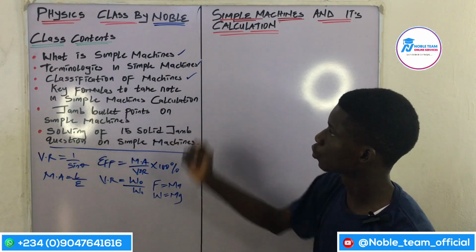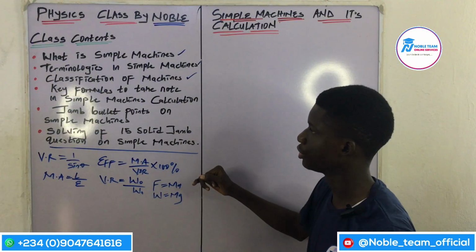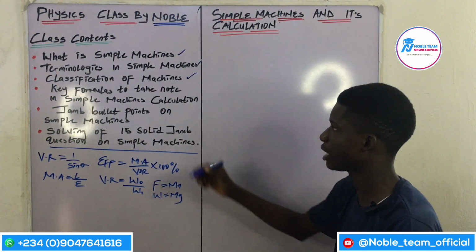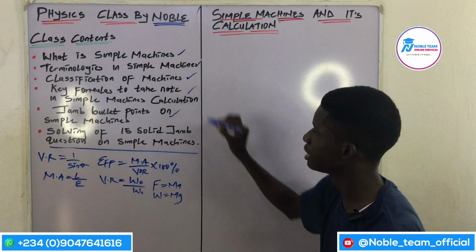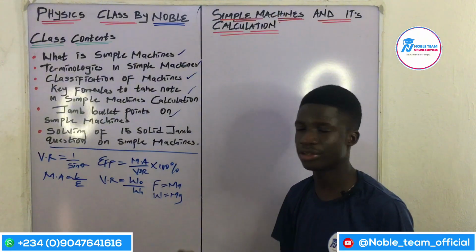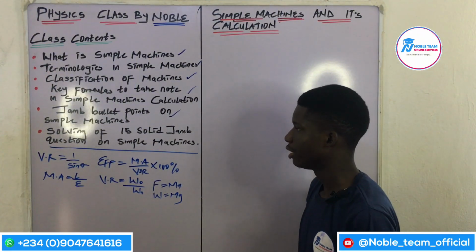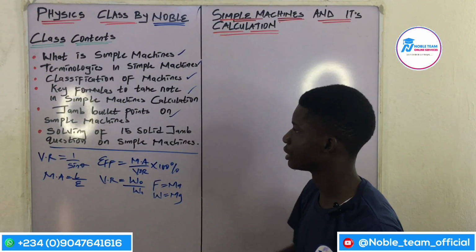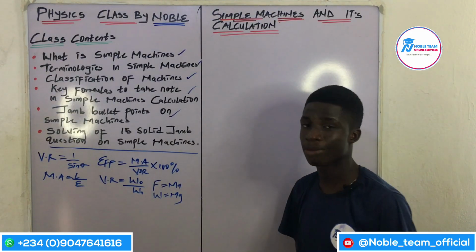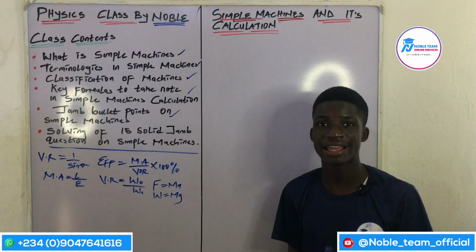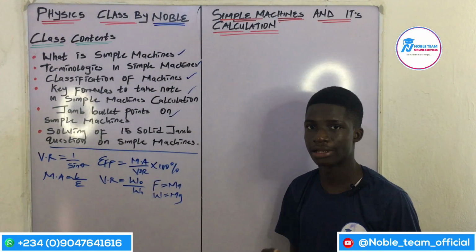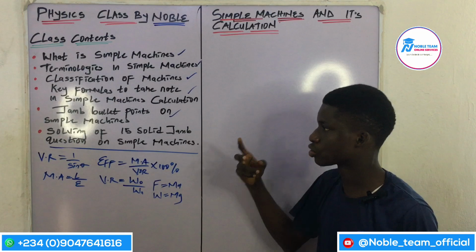Now the next thing to take note of is the JAMB bullet point on simple machine. I've already listed it out when we were doing the definitions and deriving the formulas. The next thing is solving 15 solid JAMB past questions. Remember, I said I'm going to give you 5, then you solve and give it to me inside the comment box. Then I'm going to be solving 10. So let's start by solving question 1.